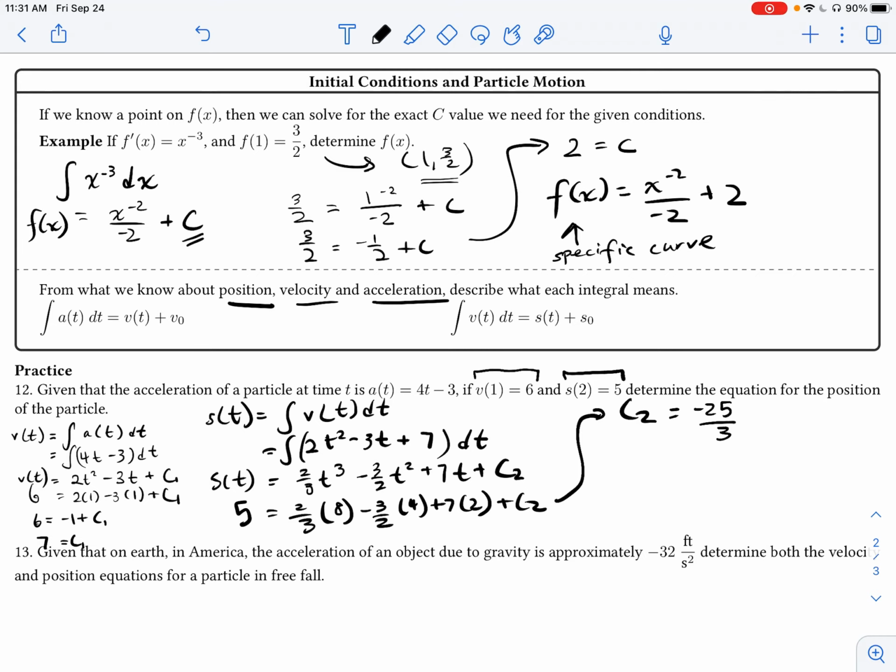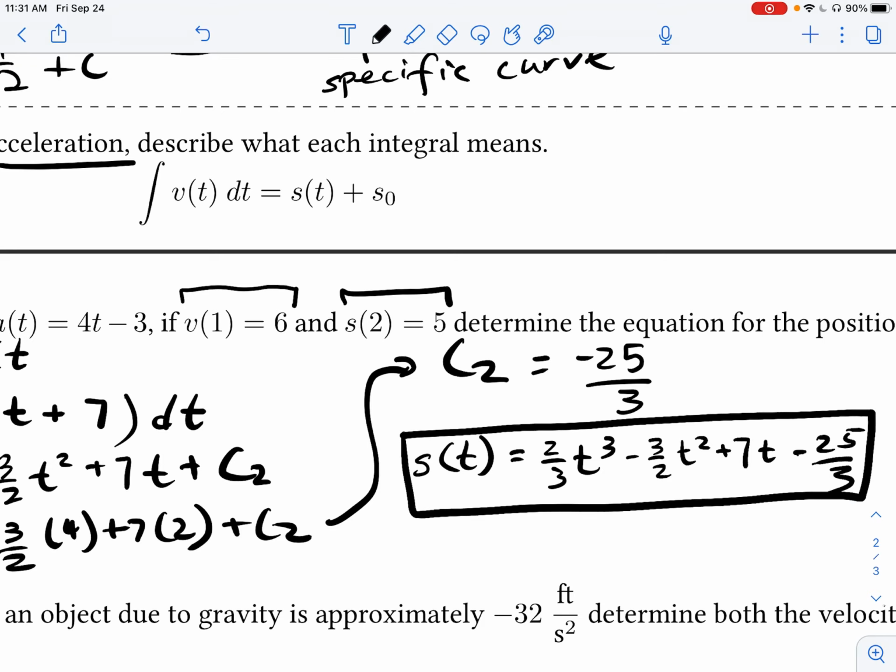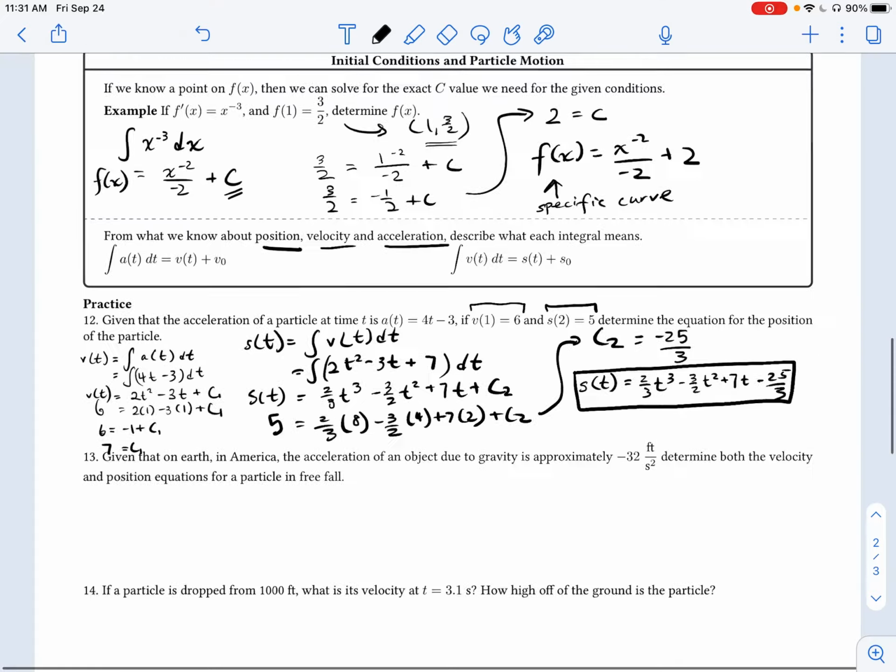That was the constant of integration for our position function. So now we can put it all together. S of t is equal to 2/3 t cubed minus 3 halves t squared plus 7t, and it was minus 25 over 3. Okay? And that wraps up Unit 3. Go ahead and try these other problems down here.